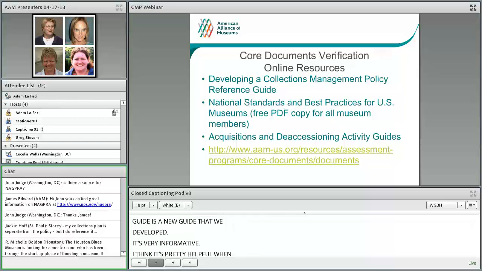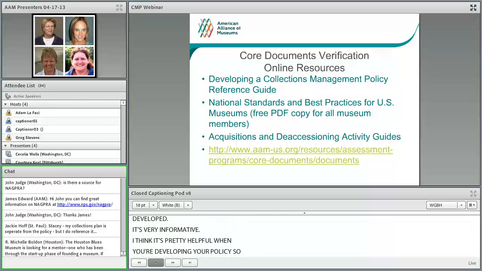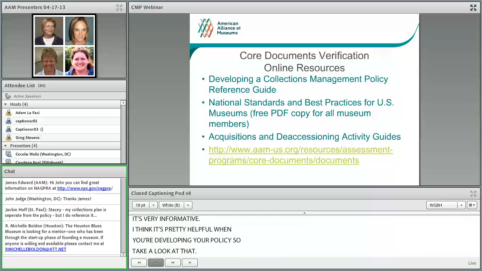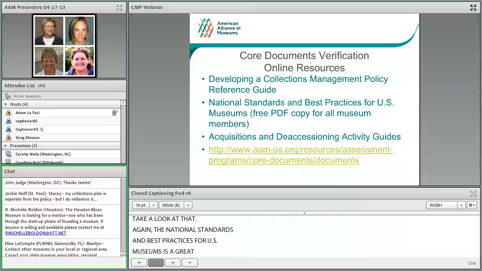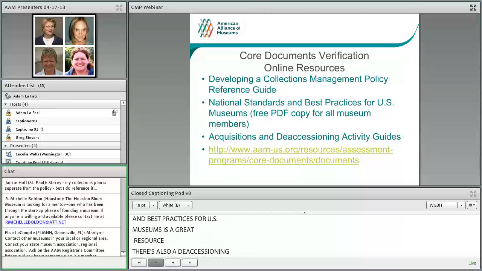Again, the National Standards and Best Practices for U.S. Museums is a great resource. There's also an Acquisitions and Deaccessioning Activity Guide on the Core Documents Verification web pages that you can use to help determine how best to incorporate acquisitions and deaccessioning into your museum practices and policies. So all of those things are available on our website.